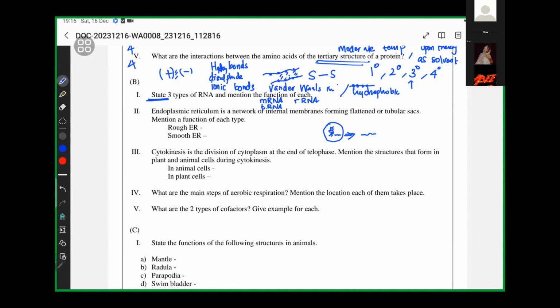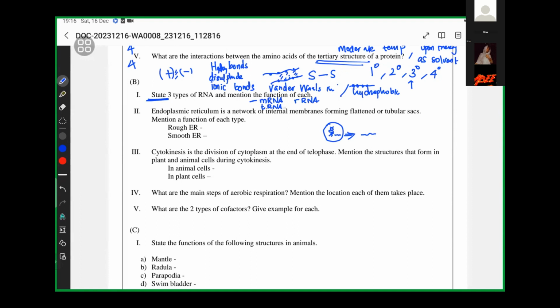So the function of the messenger RNA is it copies the genetic information stored in DNA as a sequence of nitrogen bases. So you need to clearly write the functions of mRNA. One function is that it copies the genetic information from the DNA. That's enough. The next one is the tRNA.